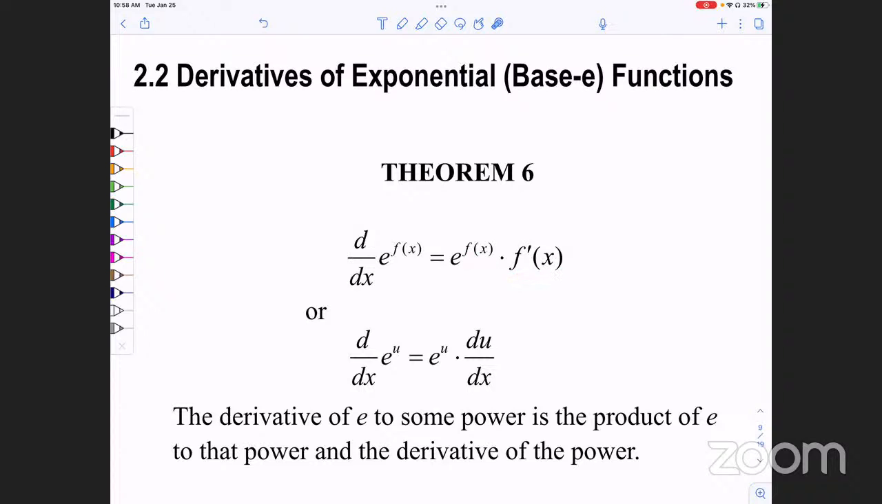Another way of looking at it: the derivative with respect to x of e to the u is going to be itself times du/dx. The derivative of e to some power is the product of e to that power and the derivative of the power.